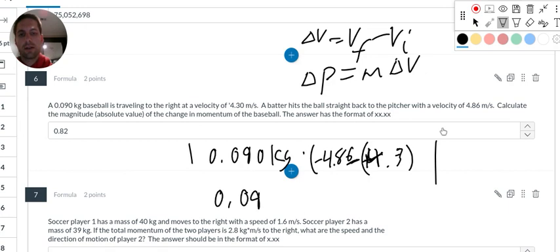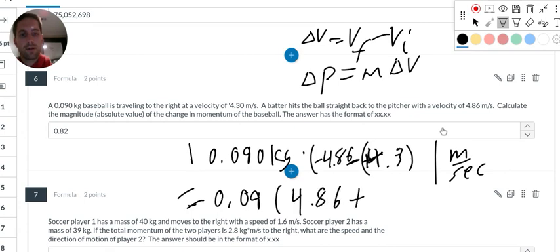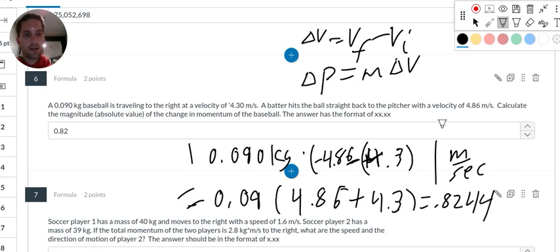So I'll get 0.09 times, meters per second, equals 0.09 times 4.86 plus 4.3. Add that up, I should get 0.8244, and I only care about 2 decimals, so I drop these 2 because it's not a 5 in the third place. And I should get that answer, 0.82.